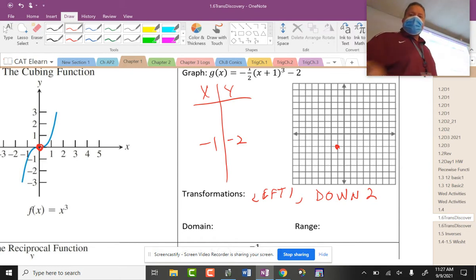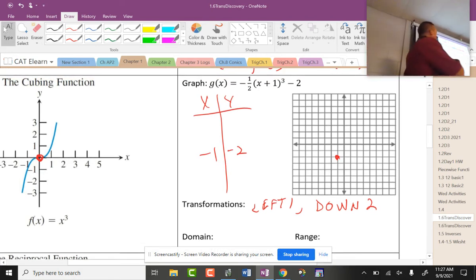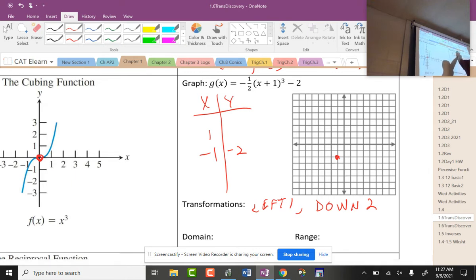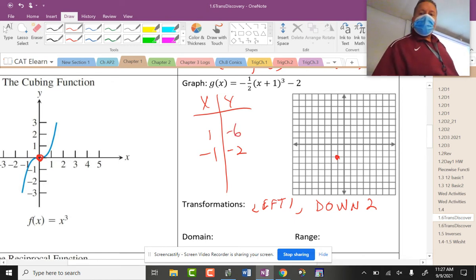Okay, and then here's Santino. We're actually going to plug in numbers that work nicely, like 1. 1 is nice because what's 1 plus 1? I don't want to plug in 0 because then I'll get a fraction. No one likes fractions. So I'm going to plug in 1. You get 2. What's 2 cubed? 8. What's half of 8? Let's take care of that first. So it's -4. Then what's -4 minus 2? -6. So 1, -6. Sorry, I couldn't think. And then 1, 2, 3, 4, 5, 6.